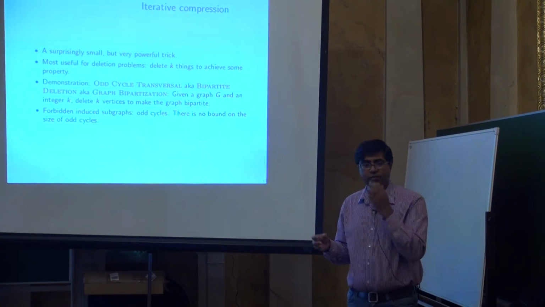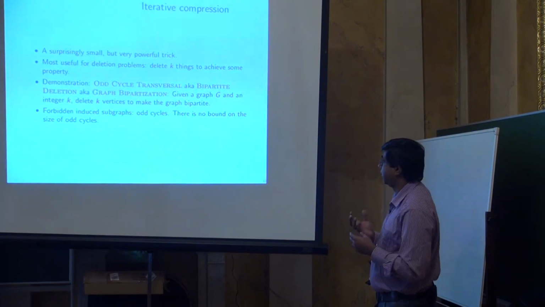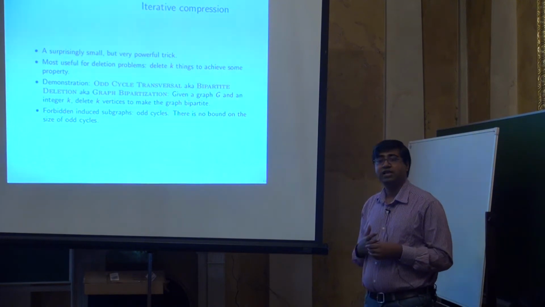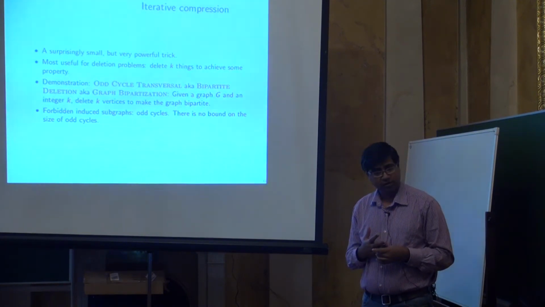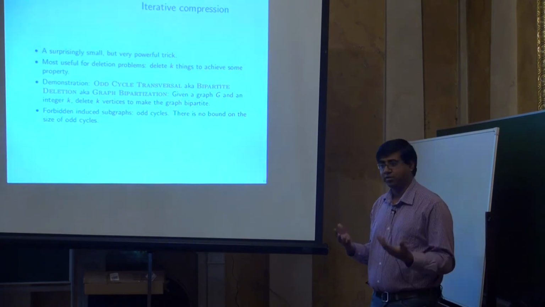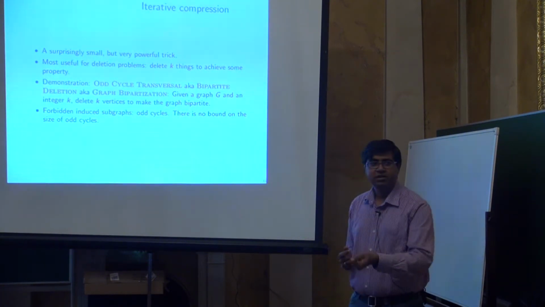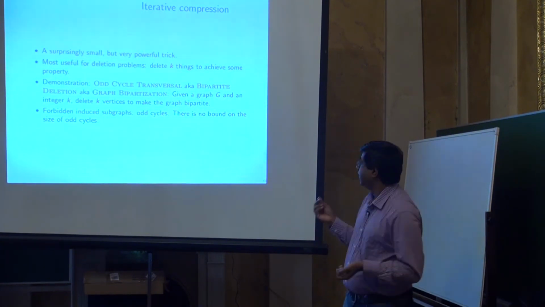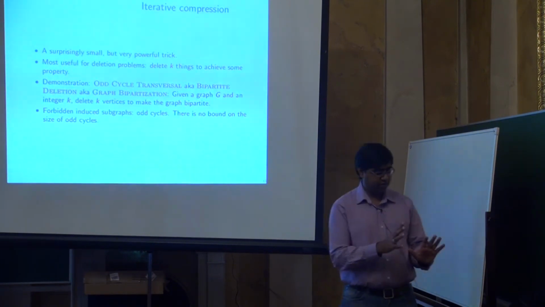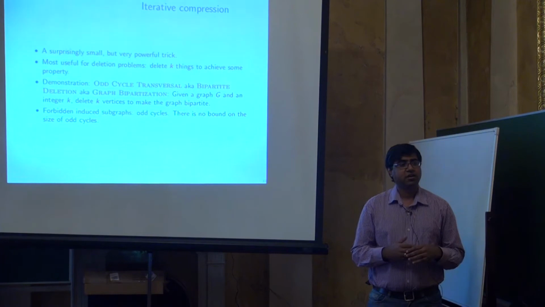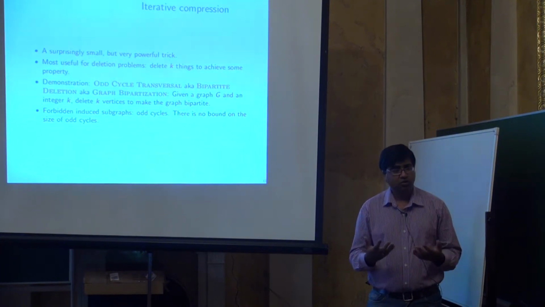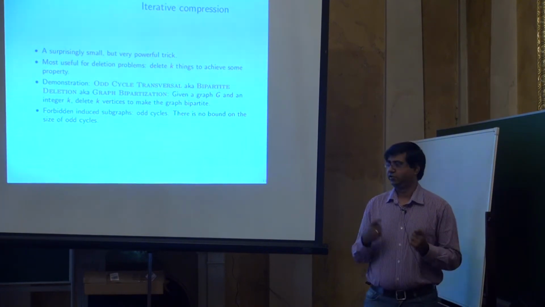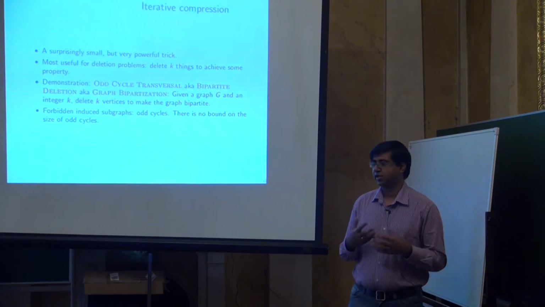So let's branch. Now, in odd cycle transversal or graph bipartization, you are given a graph G and an integer k, and your objective is to delete k vertices to make the graph bipartite. What was the vertex cover problem? Delete k vertices so the graph becomes independent, it does not have any edge. In odd cycle transversal, we want to delete k vertices such that the graph does not have any odd cycle, or the graph becomes bipartite. Agreed? Because a graph is bipartite if and only if it is two colorable, if and only if it does not have an odd cycle.